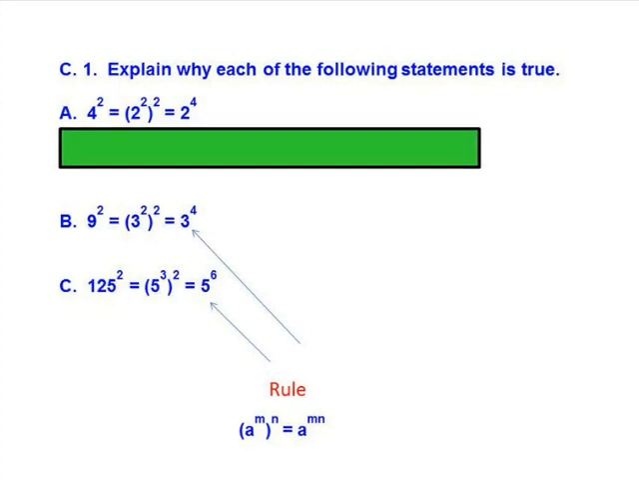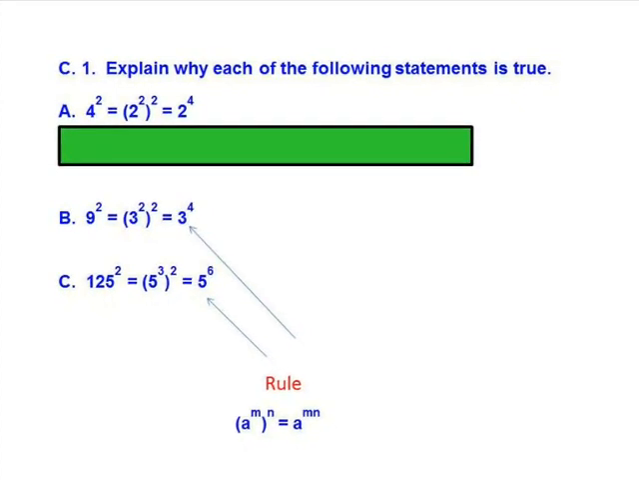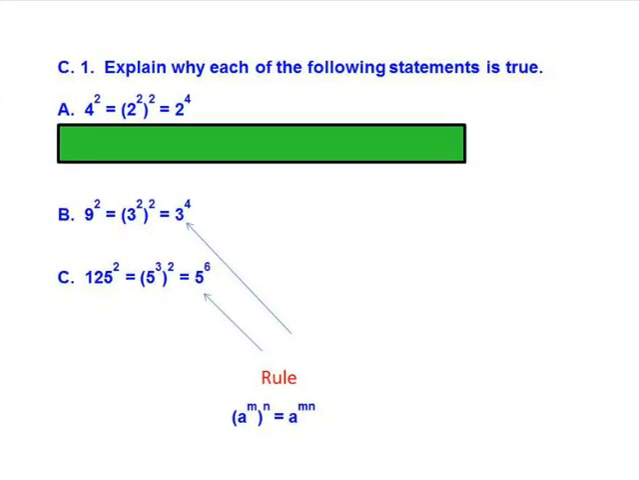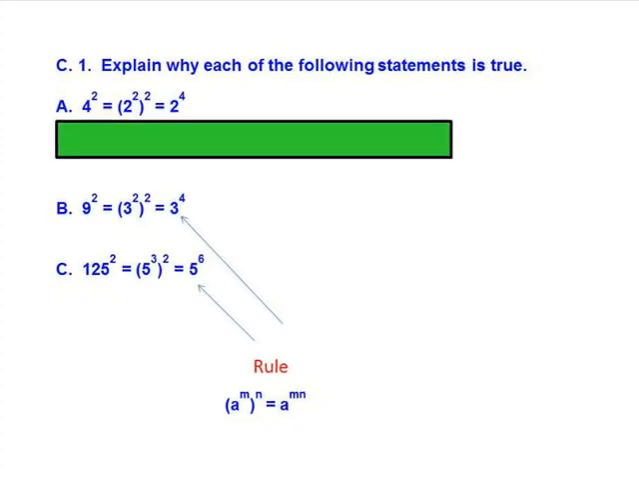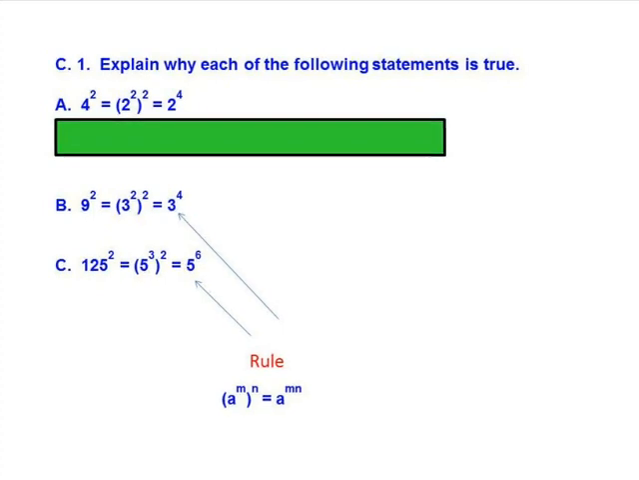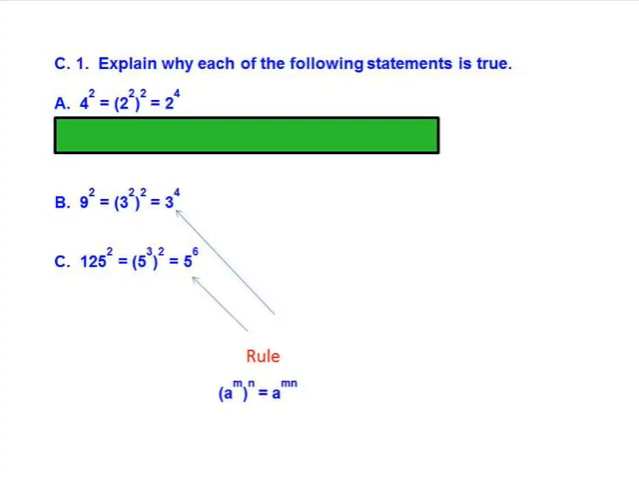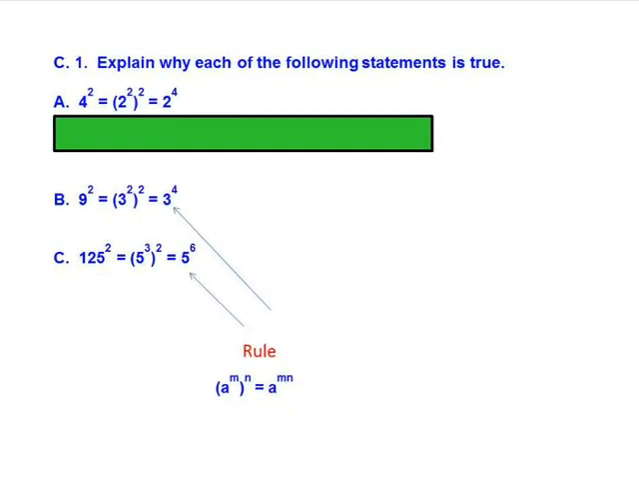Let's take a look at the next one. 5 to the 3rd power raised to the second power. Again, all you have to do here is multiply 3 times 2, and you get 5 to the 6th power as your final answer, instead of doing the long way like we did for A.